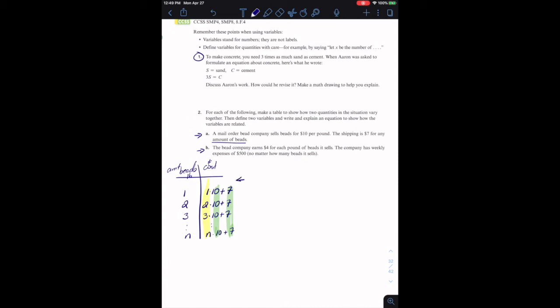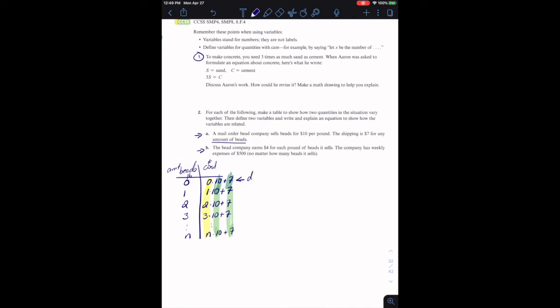Do you remember what happened in the previous situation? We said, what if we actually define the 0 pounds? What happens if we send 0 pounds of beads? Well, it's 0 times $10 plus 7. We're going to be sending an empty box, but the empty box is still going to cost us $7 to send. Is that a realistic situation? Well, mathematically it makes sense. It continues the pattern. But in real life, this is not something that we would be doing unless we really want to waste somebody's money.